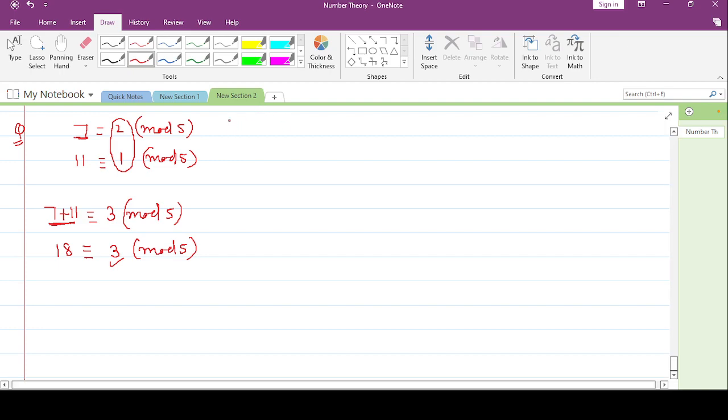Likewise we can perform the multiplication operation. So 7 into 11, the remainder of this will be the same as when you multiply 2 with 1 under modulo 5. So 7 into 11 gives me 77, and on this side you get 2 under modulo 5. You see how quickly it gives me the result, that when 77 is divided by 5, the remainder is 2.